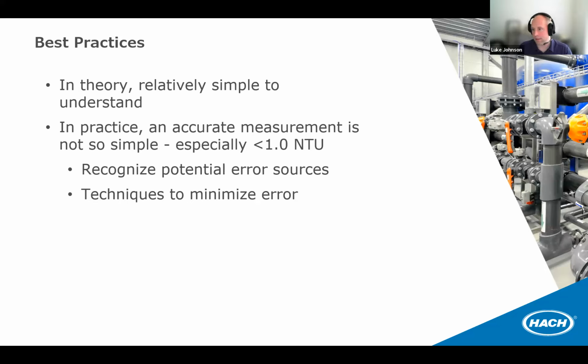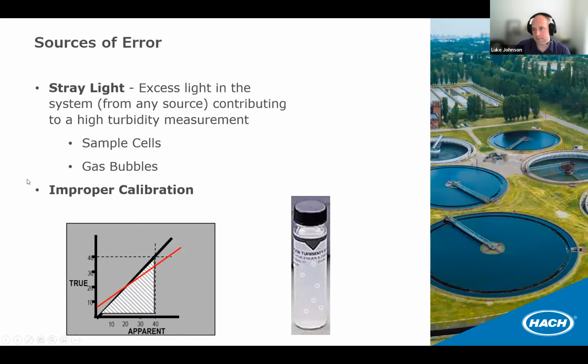So what we want to do is recognize the potential error sources and then make sure we practice the techniques to minimize those errors. So the main sources of error in a turbidity measurement are stray light. That's any excess light in the system coming from any source, anywhere, that contributes to a high turbidity measurement. So if you have extra light hitting the detector from somewhere, that's going to be measured as turbidity, and if it's not reflected off of the particulates, then that's a false high.